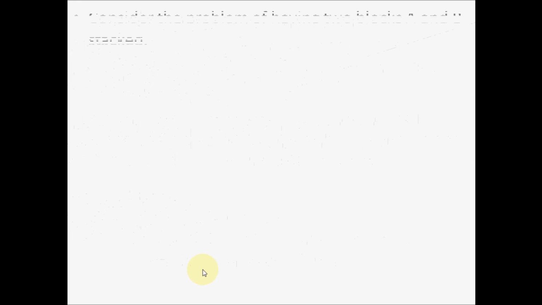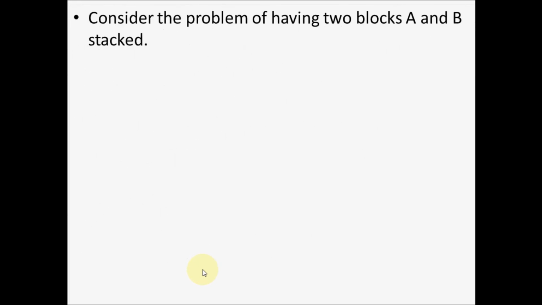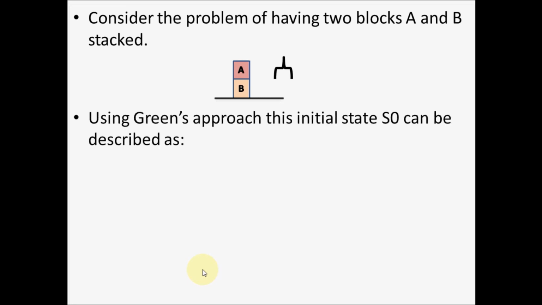I'll take the block world problem again. Consider the problem of having two blocks A and B stacked. So let's say A has to be stacked on top of B. Let's say this is the problem. Block A has to be stacked on top of B. Now, using Green's approach, the initial state S naught can be described.